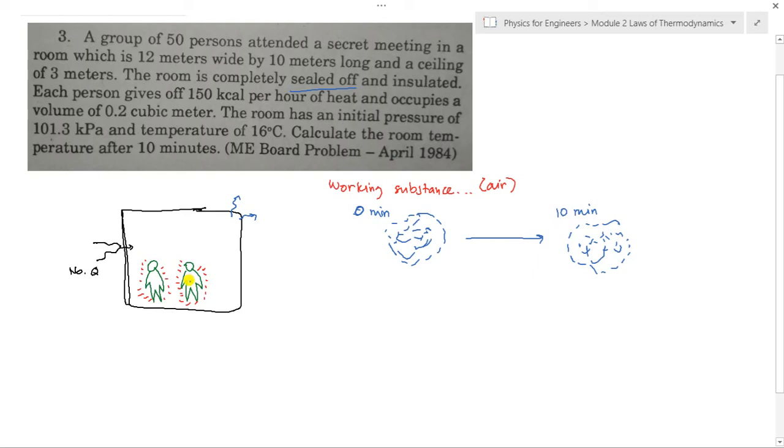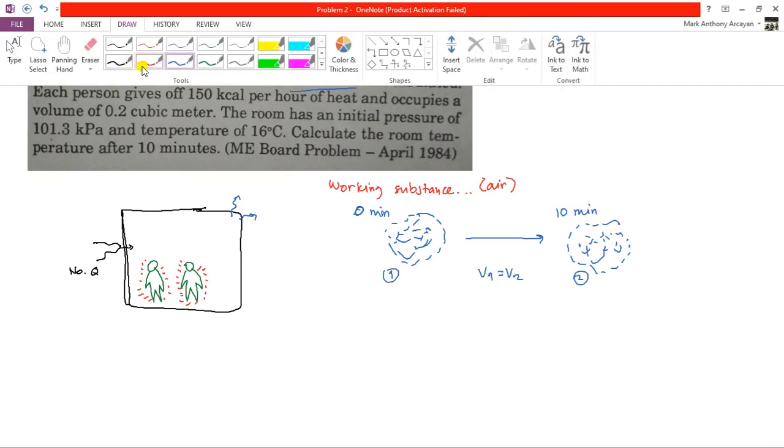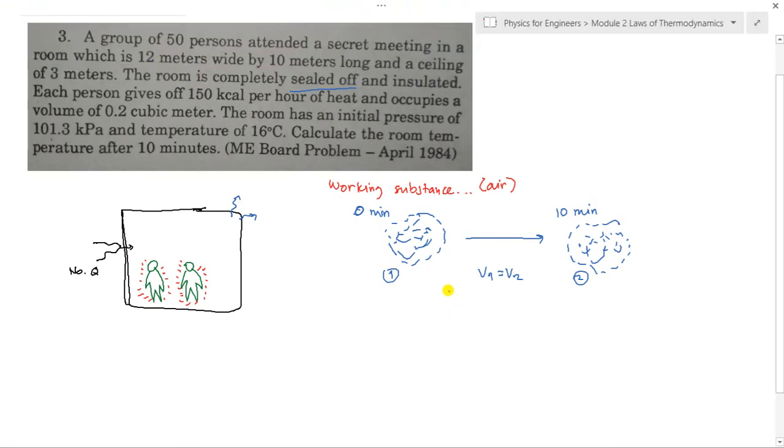Although we breathe, anyway, for continuity, in and out, it is the same. So we can assume that the volume of air inside the room is constant. If we take this as state 1 and state 2, we can say that V1 equals V2. Therefore, the process is constant volume. So this is a constant volume process.